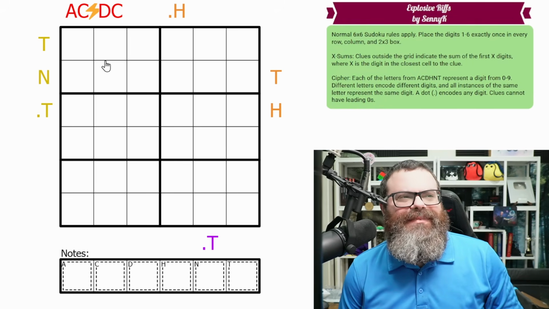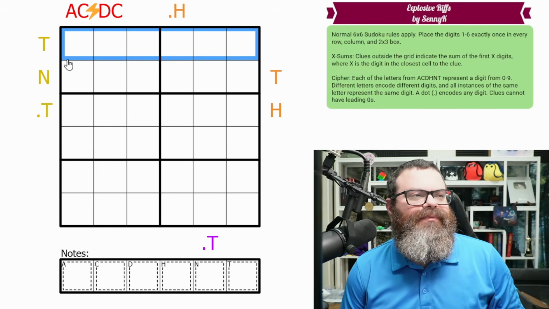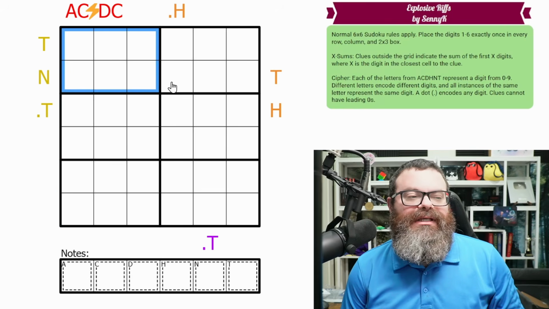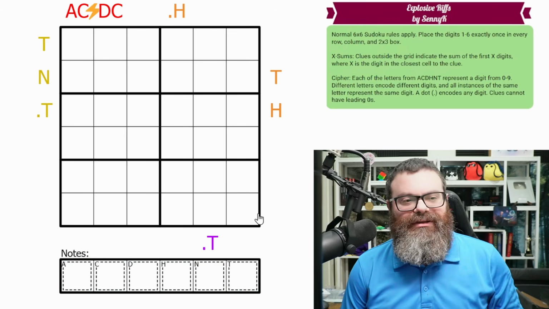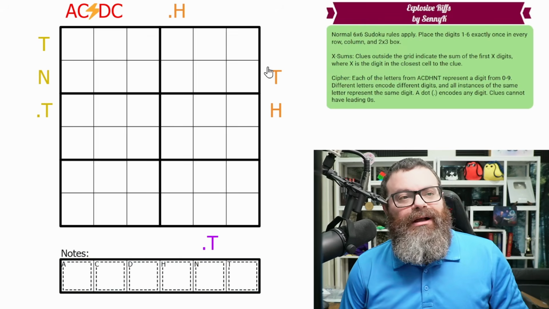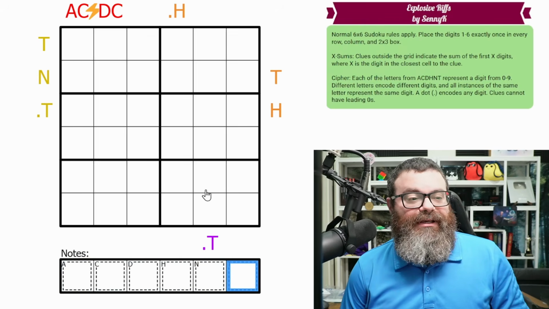So we have normal 6x6 Sudoku rules. That means in each row, each column, and each 2x3 box, we're placing the digits 1 to 6 exactly once each. Down here, this is just for you to keep notes, because Sudoku Pad doesn't have a good notes feature otherwise. So this isn't part of the puzzle, but feel free to fill it.